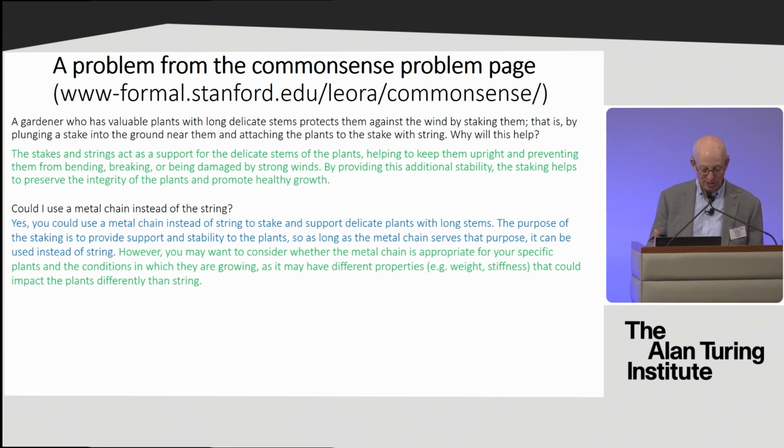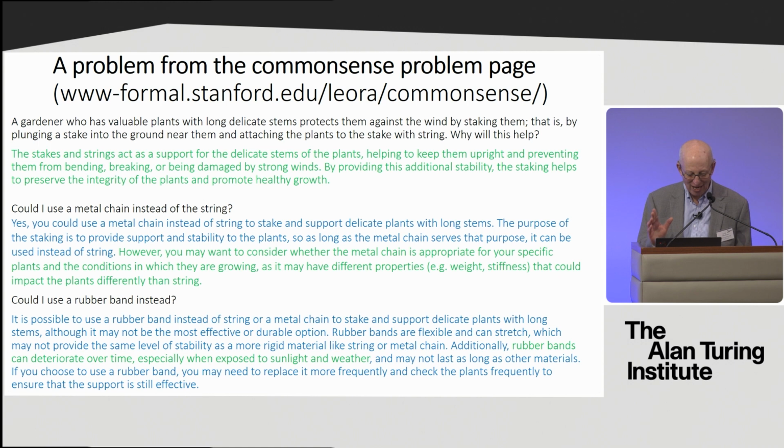So if instead of using a string, we're going to use a metal chain. Well, maybe I didn't say how heavy the metal chain is, or maybe it's a very light metal chain, it might be okay. So I've given it the benefit of the doubt here. It does have a caution about different properties such as weight. So I think it's done okay. And I used a rubber band, again not ideal, but it's kind of done okay. And it's brought up this interesting point about it possibly deteriorating because of the sun and the weather, and it might not last as long as other ones. So that's all pretty good.